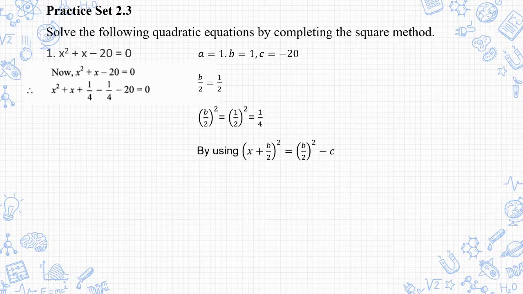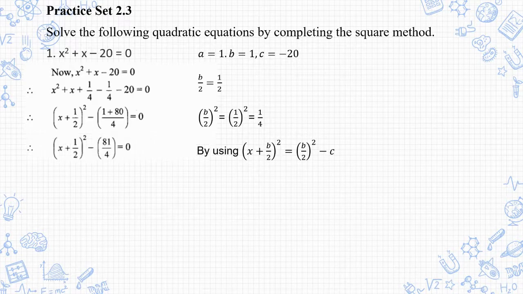Now by using the formula x plus b upon 2 the whole square is equal to b upon 2 the whole square minus c, we'll just rewrite the quadratic equation in this particular form and then simplify it. So x plus 1 upon 2 the whole square, minus 1 plus 80 upon 4. So this is just the right hand side which is rearranged. So we have just taken the LCM. So here if we solve it further, we get minus 81 upon 4.